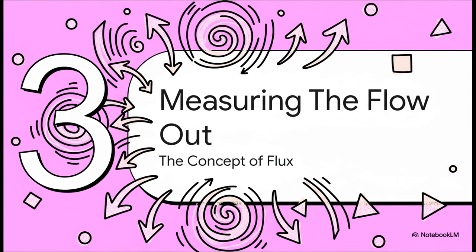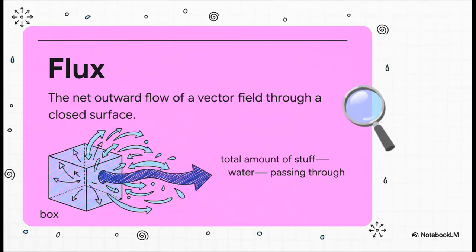Okay, so now let's just forget everything happening inside the box for a second and switch over to the outside method. This whole approach is all about a concept called flux. Flux is a lot more direct. It's simply the total amount of stuff, in our case water, that's actually passing through the surface of our box. It's the bottom line. It's the final measurement of what actually gets out or what gets in.